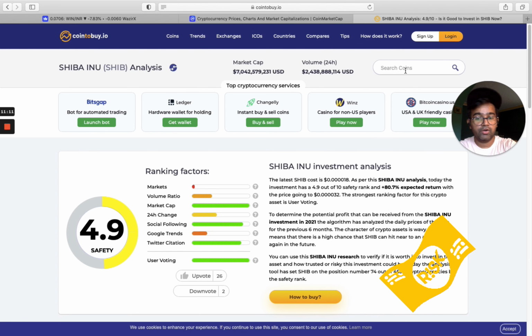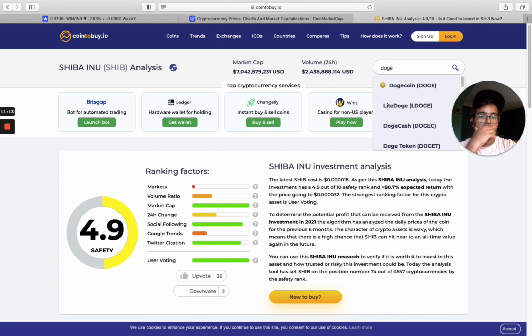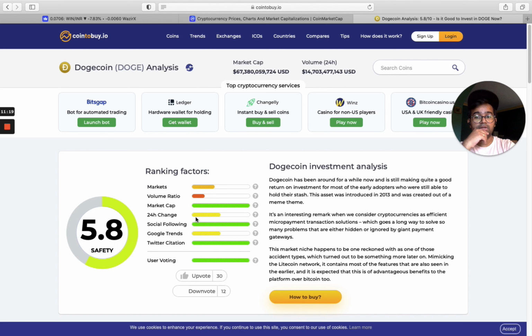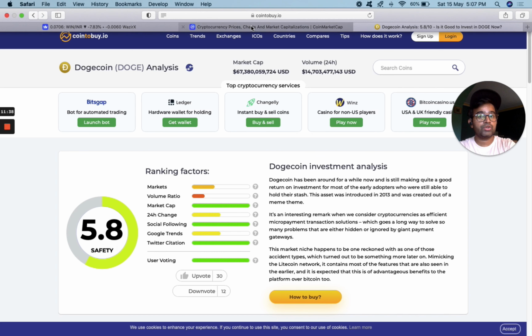Let's look at another coin, Doge, which is another famous coin, which did the rounds courtesy Elon Musk. What's Doge's story? Doge got a 5.8 safety. So Doge is a very safe coin to invest in as per cointobuy.io. If you feel you still need to know more, when you join your crypto groups, you'll get much more information from guys who are buying and selling more often. And then there are a lot more things to search on the net. So this is all that you need to do.